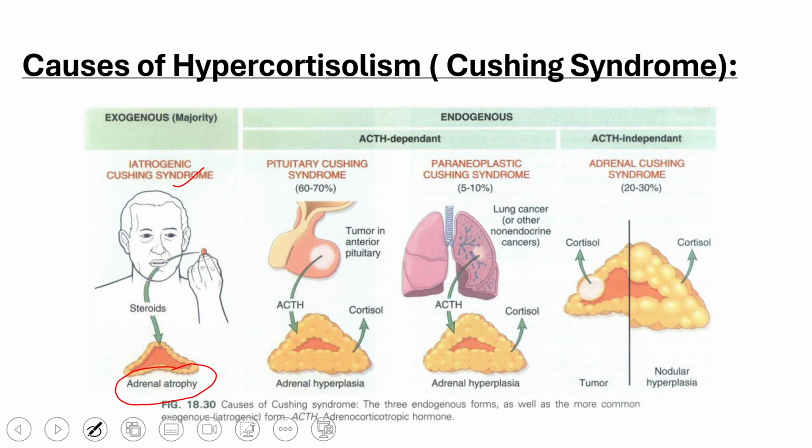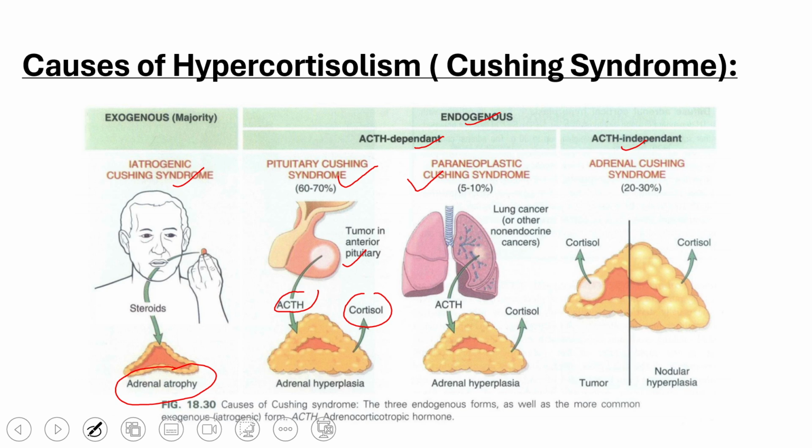And next you can see endogenous has been classified as ACTH dependent and ACTH independent. In ACTH dependent, you can see the pituitary Cushing syndrome, and there is a paraneoplastic Cushing syndrome. This pituitary Cushing syndrome is due to the adenoma or carcinoma in the anterior pituitary, especially a tumor of ACTH producing cells, and that results in excessive production of cortisol. This cortisol will be overproduced in this condition, but it is not suppressing the secretion of ACTH from this tumor.